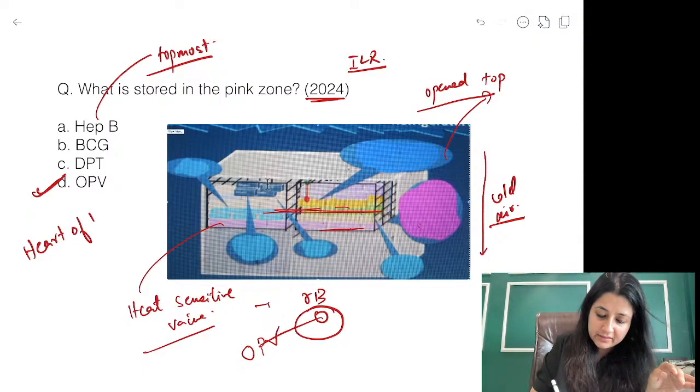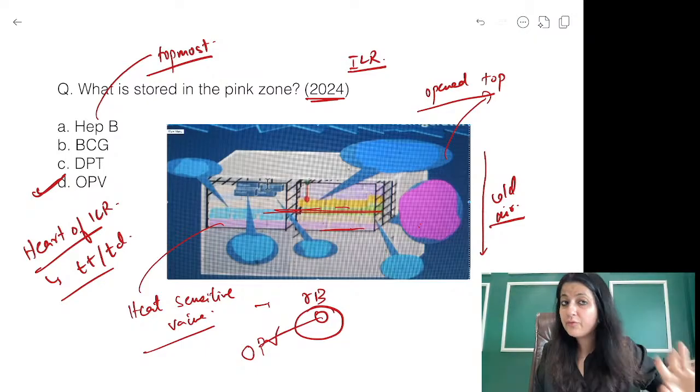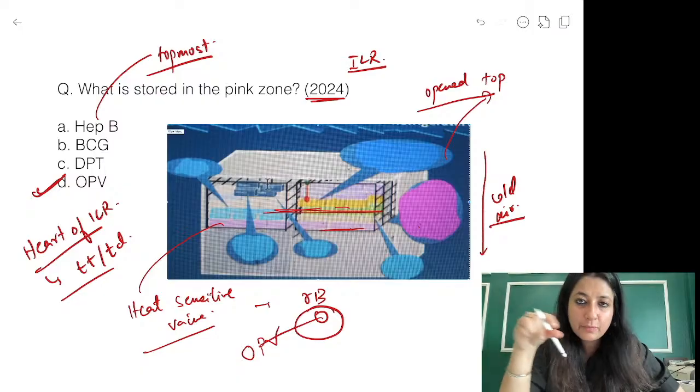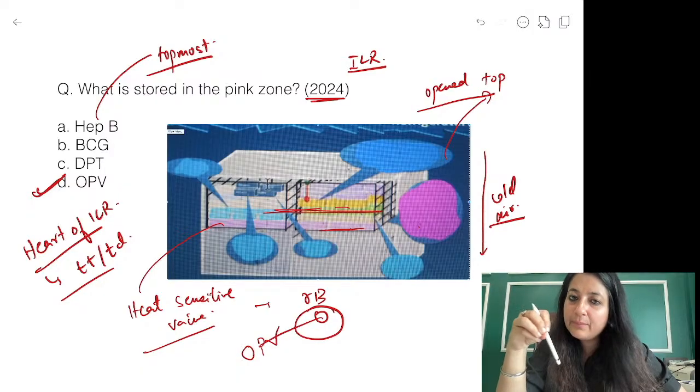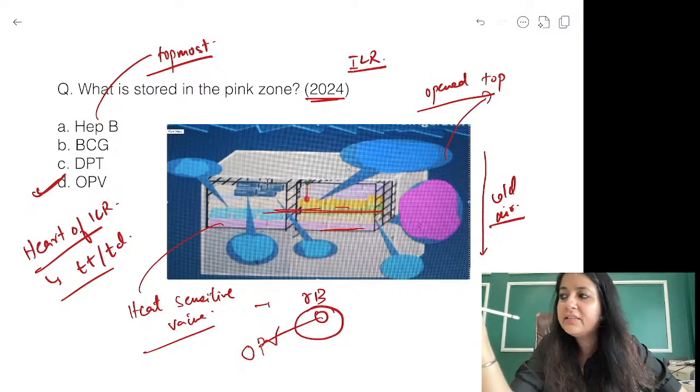heart of ILR. What are the vaccines you have at the heart of ILR? You can keep the TT और TD वैक्सीन्स. रिमेंबर दिस, हार्ट ऑफ ILR में क्या रखोगे? बीच में, all right. The vaccines that you are going to keep in the middle of the ILR, heart of ILR, you will keep the TT or the TD vaccines.